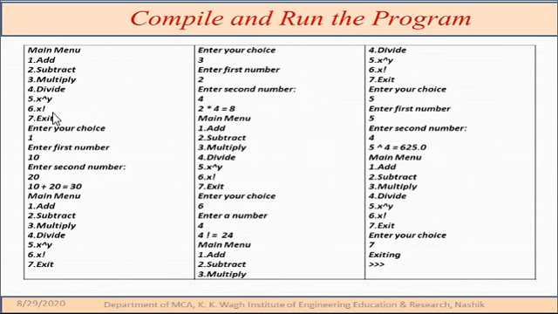As I said, it's a menu driven program, so it will show the menu and ask for the user choice. If I give the first choice, then it asks for the first number, second number, then shows the addition. Next, I have given choice 3 directly, that is multiplication. So it's showing the multiplication.